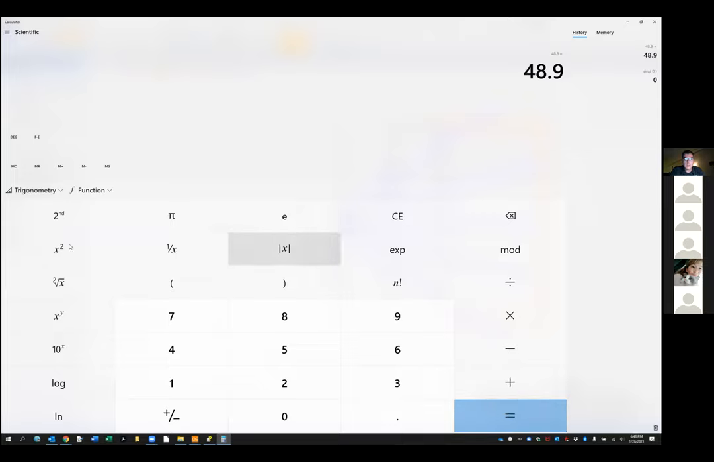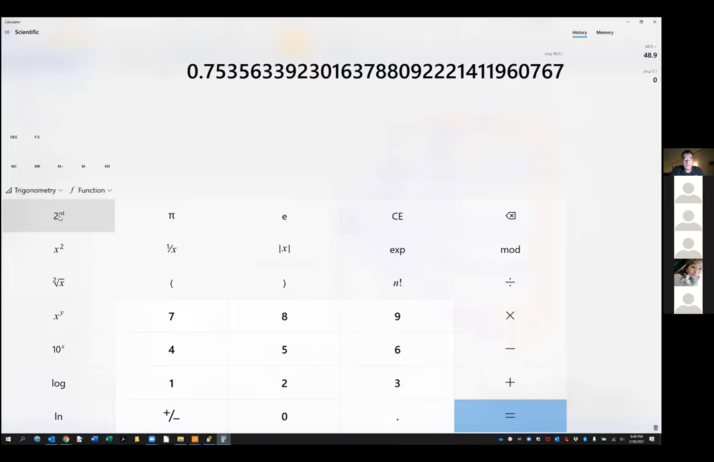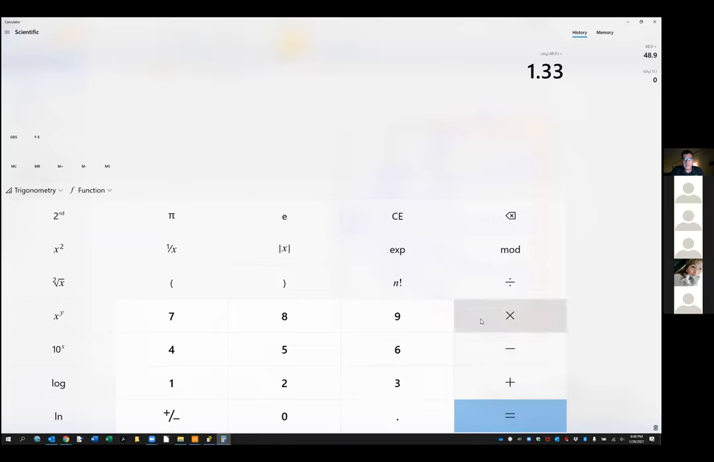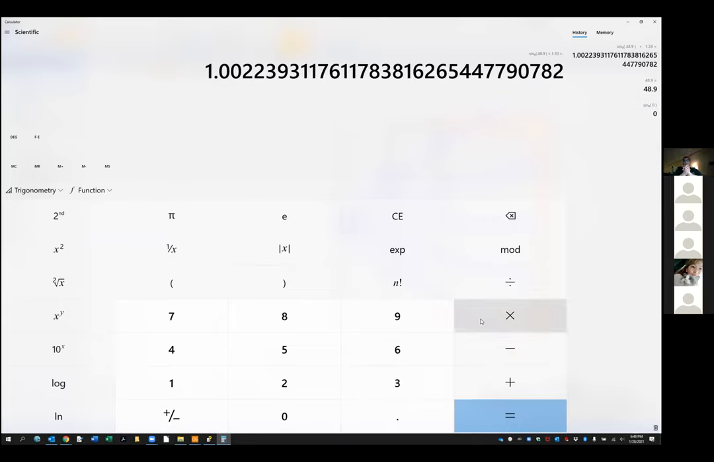Oops, 48.9, I see. Sorry, I always use a different calculator app. And then I multiply that by 1.33, and I get something just slightly larger than 1. So sine theta 2 has to be 1.002. Now n2 is 1. So what angle is going to give me a sine equal to 1.0022?